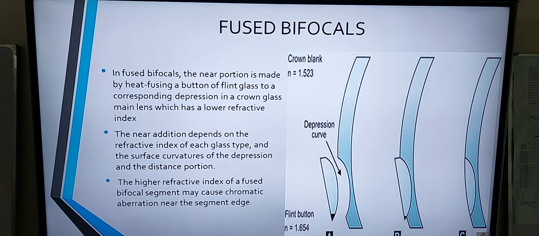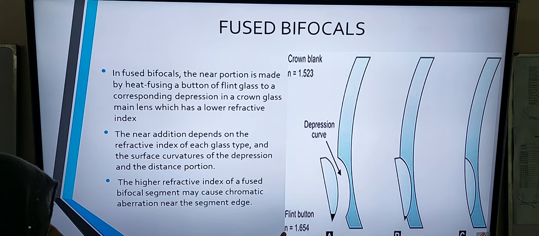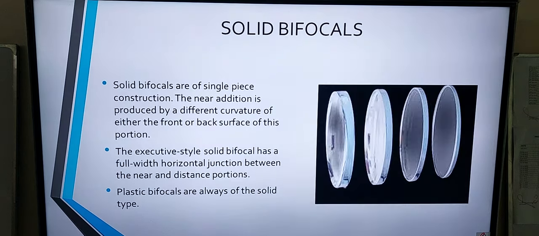Then we have the fused bifocals. In this type, the near portion is fused to a corresponding depression in the glass of the distance vision, and the near addition depends on the refractive index of the glass type. As we can see, for the crown blank the refractive index is less, and this flint button which is shown has a greater refractive index. So basically the near correction is provided by the higher refractive index for the near segment as compared to the lower for the distance segment.